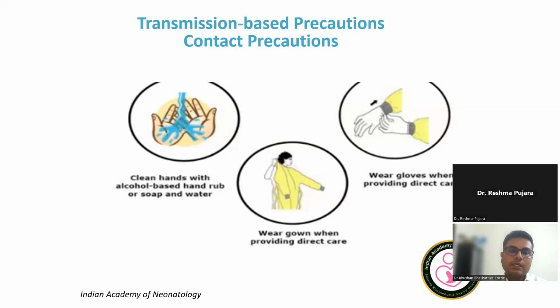In case you are not getting in contact with the blood or body fluids of the newborn, and you have touched a clean surface, you can use a hand rub, that is an alcohol-based rub. That is allowed, but always prefer to wash your hands for 40 to 60 seconds with soap and water.